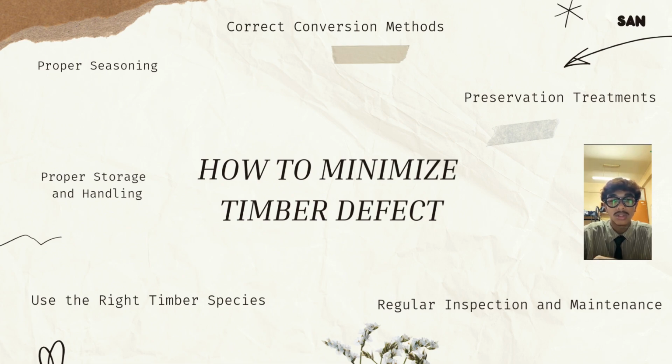Direct sunlight can cause warping and cracking, especially in freshly cut timber. After that, we can seal end grain. Apply an end grain sealer like Anchorseal or paint to slow down moisture loss and prevent checking or cracking.